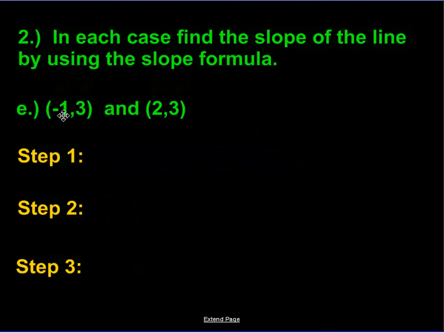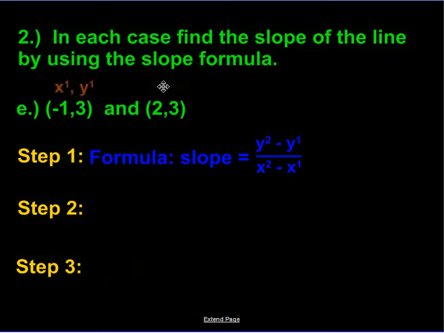For 2e, we have negative 1 and 3, and we have a coordinate pair of 2 and 3. Again, look at the formula, y2 minus y1 over x2 minus x1. Again, we'll quickly review what the coordinates are, x and y. Plug these numbers into this formula, and it gives us 3 minus 3 over 2 minus negative 1. We go ahead and do the work. We have 3 minus 3 equals 0. 2 minus negative 1, which is the same as 2 plus 1, equals 3. And if you have 0 thirds, you have 0.